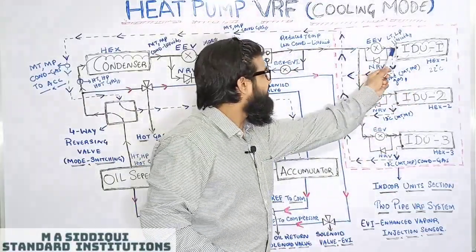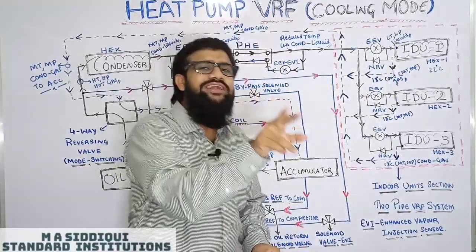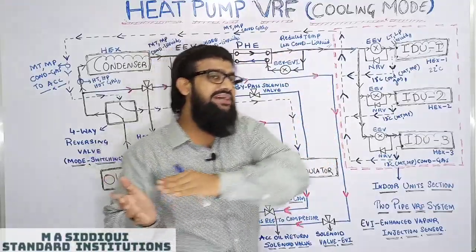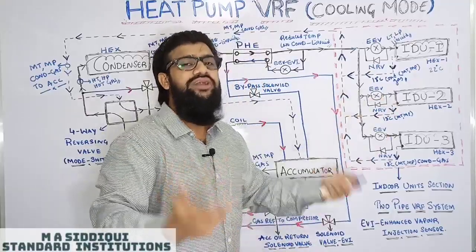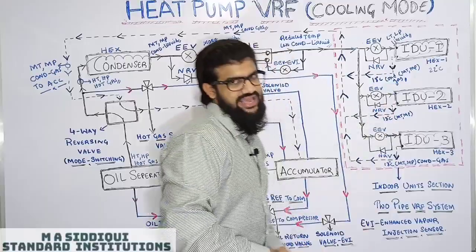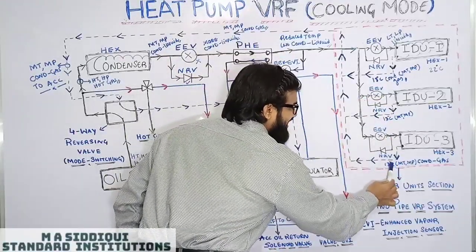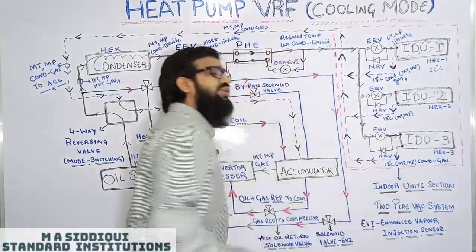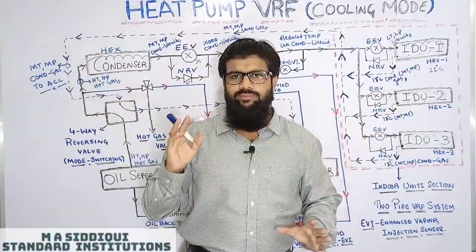The refrigerant which entered into our IDU was in liquid state. Due to heat exchange, due to the heat being rejected from the room and given to the refrigerant, what happens? This liquid will convert into condensate gas. This condensate gas, medium temperature, medium pressure, condensate gas. What is condensate gas? Large amount of gas, minimal amount of liquid.